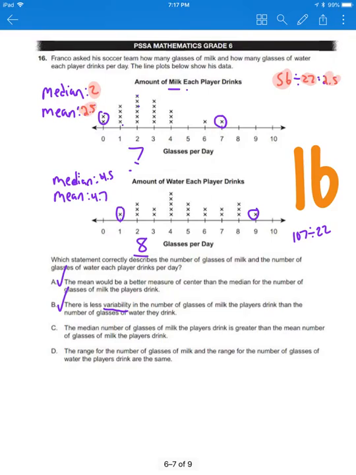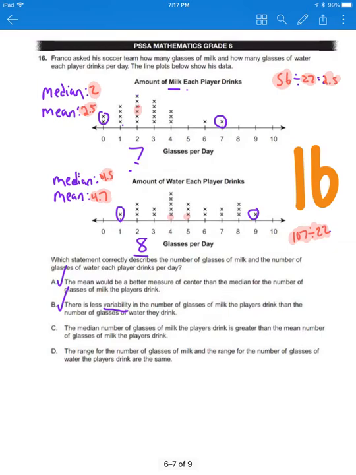And the median, the middle, would be 2, right around here. Now, for the lower one, the mean, when I added them up, was 107 divided by 22, and I rounded that to 4.7. And the median, the middle number, was between 4 and 5, so it was 4.5. So now let's see if C is a possibility.